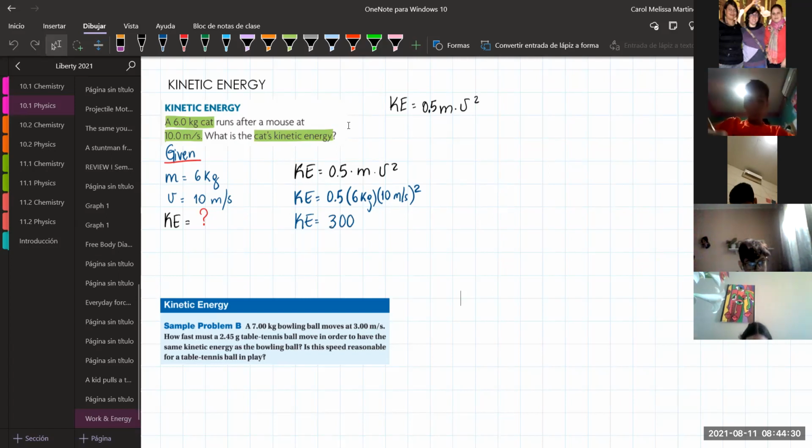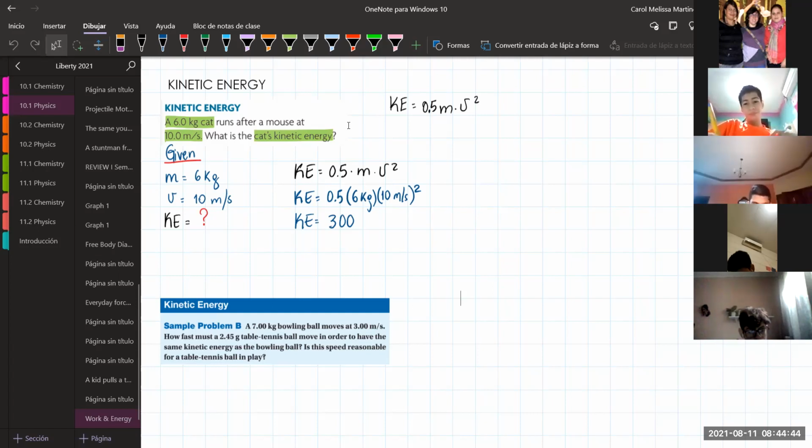But in what units do we measure kinetic energy? In joules. So this kinetic energy is going to be written in joules. But what is a joule? I mean, this is the answer. But what is a joule?